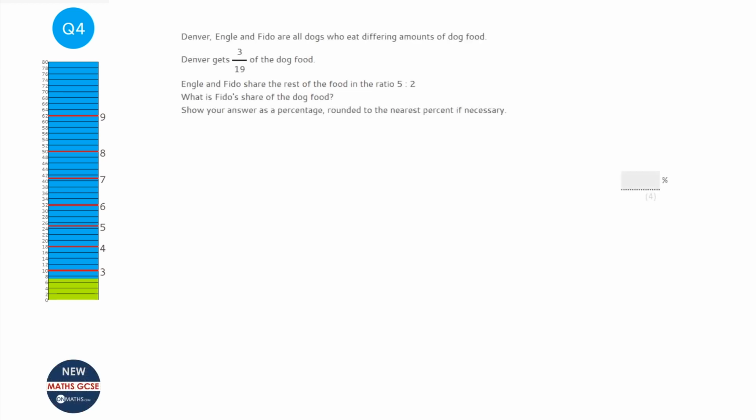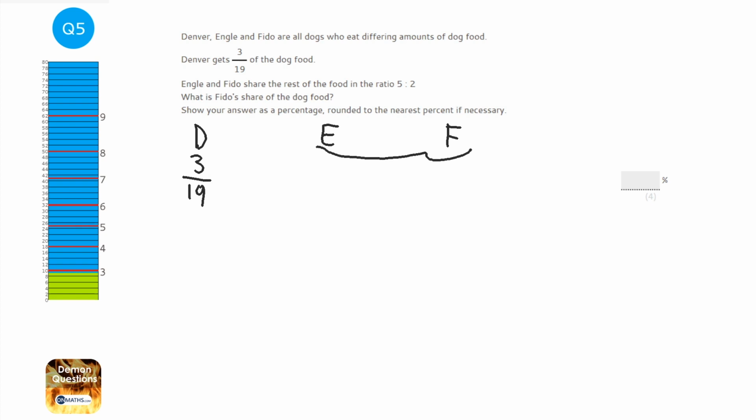Okay, so this is quite a tricky question because it mixes fractions and ratios together, but we've got to be comfortable with that. So I'd first of all just show the information so that I can get my head around it. So we've got Denver, who as a fraction has 3/19 of the food, and so that leaves how much? Well, we've got a calculator, so we could just do 1 take away 3/19 on the calculator, but we know that's going to be 16/19.